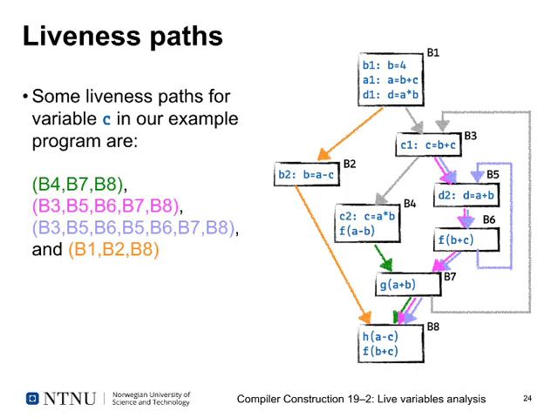And of course, a final path for c would be the one here on the left-hand side. So we're going from B1, where c is used, to B2, where c is used again, to B8, where c is used the third time. So B1, B2, B8 would be a third liveness path for our variable.